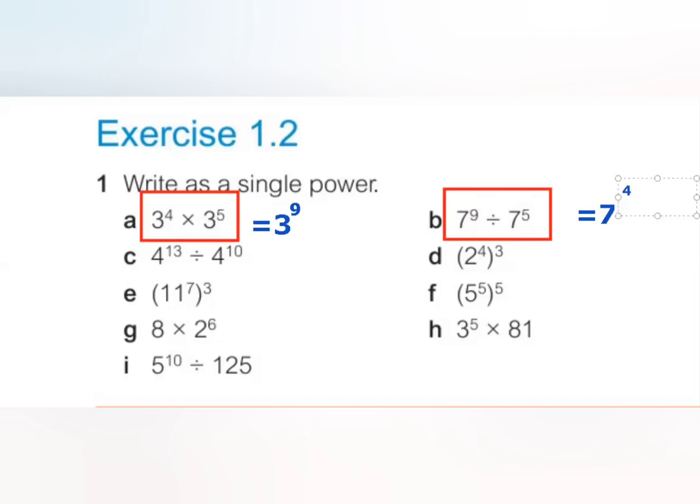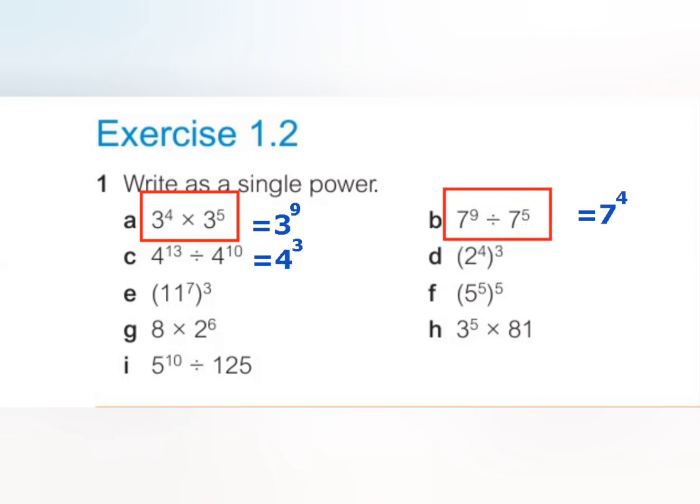So what do we understand here? If we are multiplying the same base numbers, we have to add the powers. If we're dividing the same base numbers, we have to subtract the powers. This one is for question A, B, and C. Same idea with C. We are dividing the same base numbers, so we have to subtract the powers. So the answer will be 4, because we are using the same base number. And the power is 13 minus 10. And 13 minus 10 is, very good, 3. So the power will be 3.